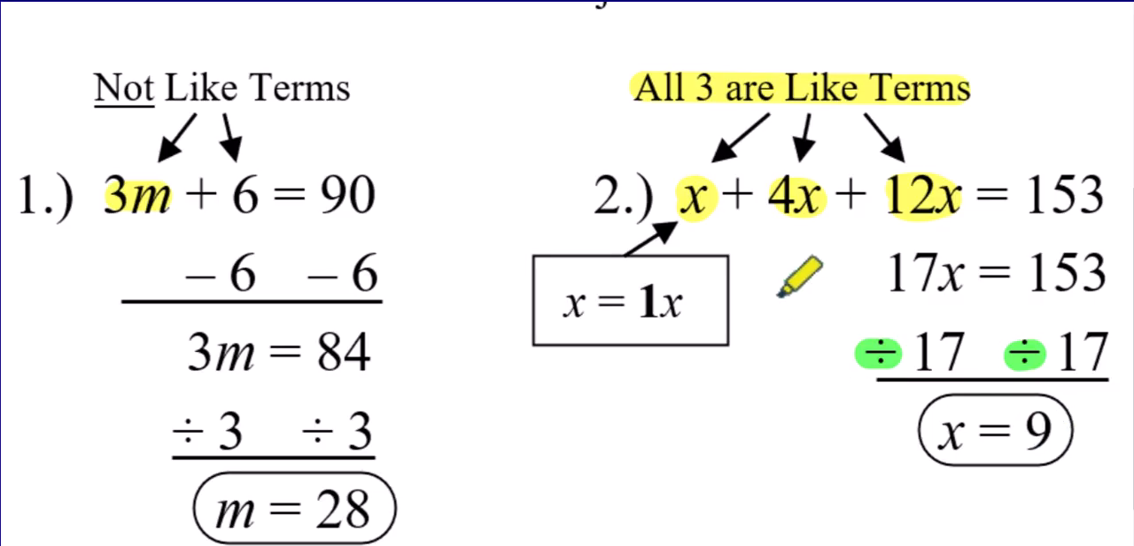Now, why did we not do this in number 1? Because the 6 did not have an m, but the 3 did have an m. So they were not like terms, therefore we could not add them together at all.